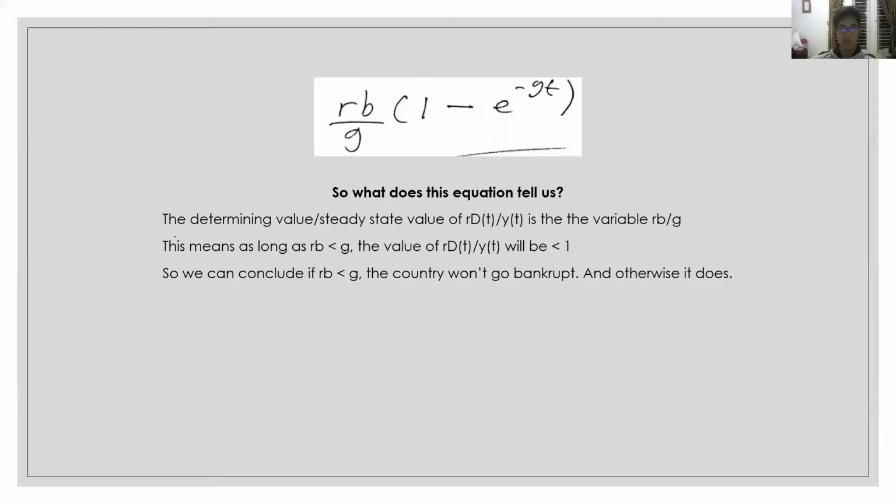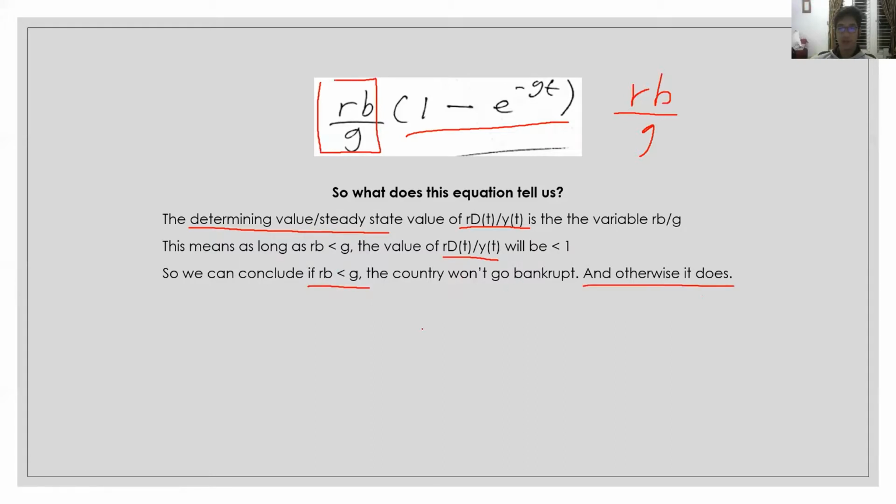So what does this equation tell us? This equation tells us that the steady state value, or the determining value of r D(t) over Y(t), is actually rb over g right here, because this is the variable part of the equation. This right here is relatively stable, while this right here is the variable part. So as long as rb over g is smaller than 1, the value of r D(t) over Y(t) will be smaller than 1. So we can conclude that if rb is smaller than g, the country won't go bankrupt, and otherwise it does.